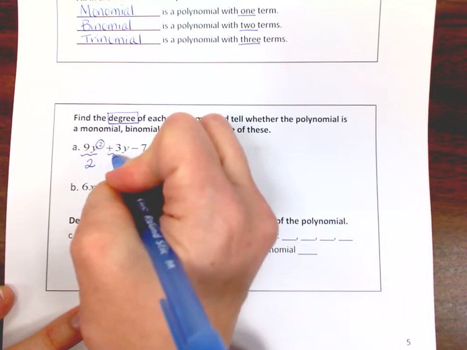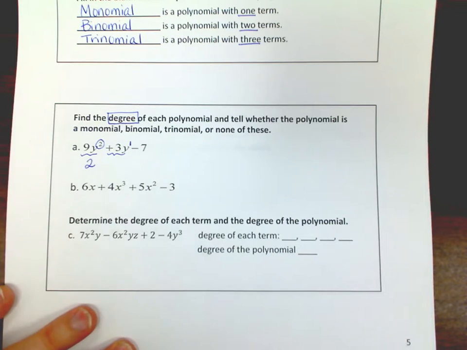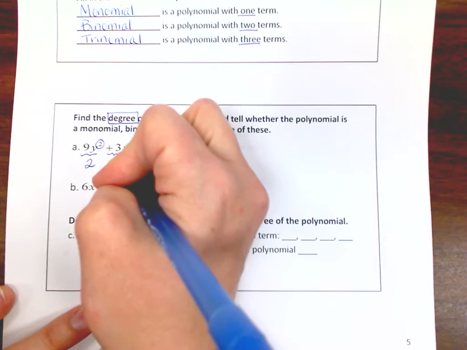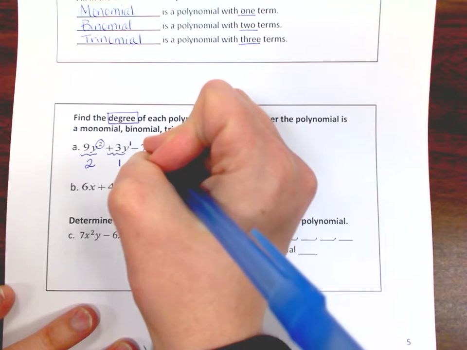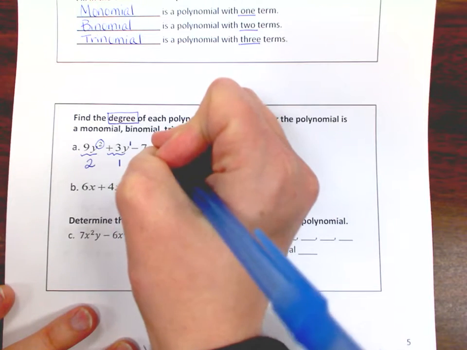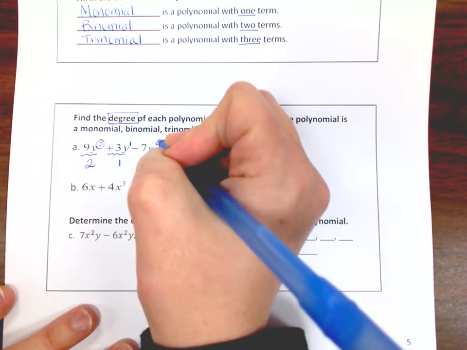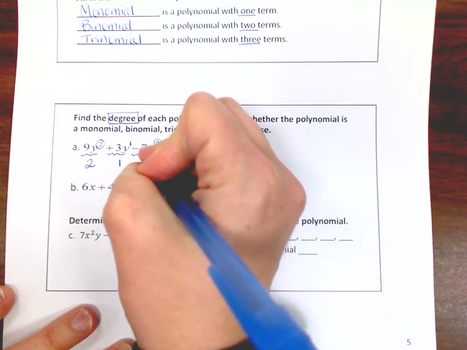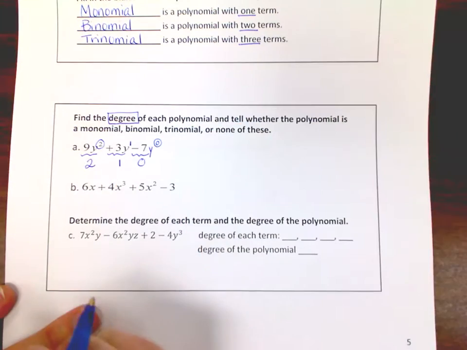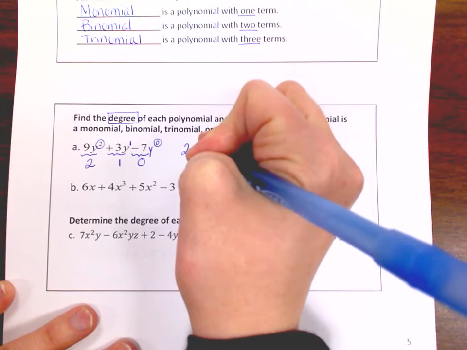Okay, when we look at the second term, this y has an exponent of 1. So the degree of this term is 1. And then this negative 7 can be thought of as 7 times y to the 0 power. So what we look at here is this little 0 up here. So we'd actually say that negative 7 has a degree of 0. When we look at this, we choose the largest degree. So the degree of this polynomial is going to be degree 2.